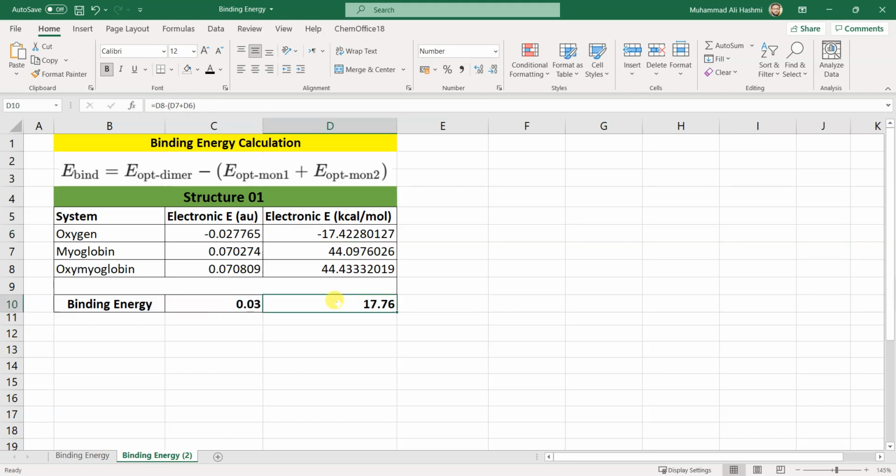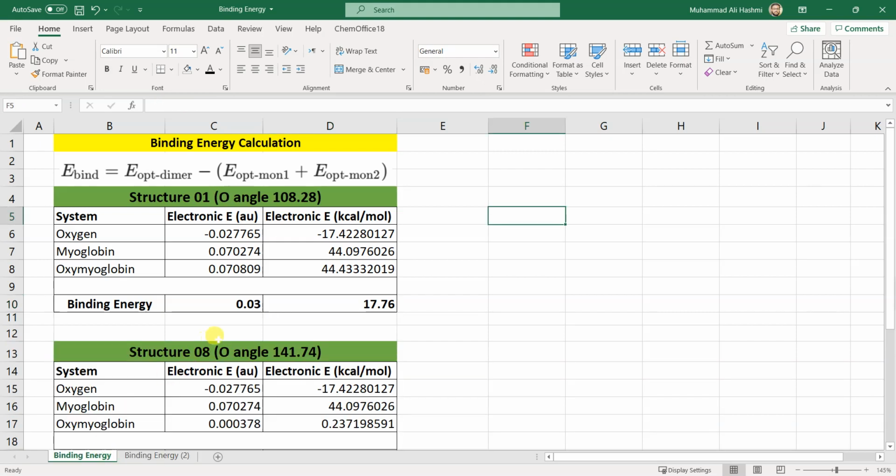So here is the formula entered here. You can see that I'm taking this D8 as the dimer minus, and then in the bracket D7 plus D6, that is monomer 1 and monomer 2. So I'm calculating it here, and here comes the binding energy for this fragment, that is 17.76 kilocalories per mole. Its value is positive. It means that it requires energy to bind these two molecules, so it's not favorable or feasible on its own. And that is how you calculate the binding energy.